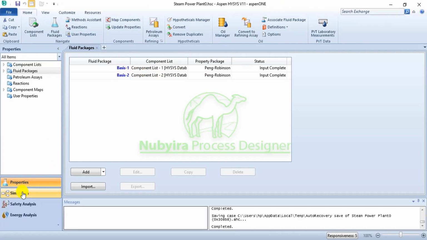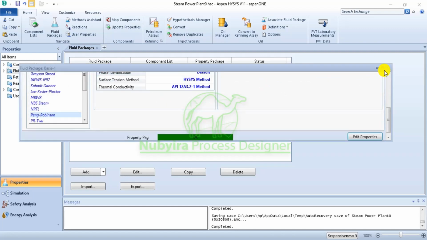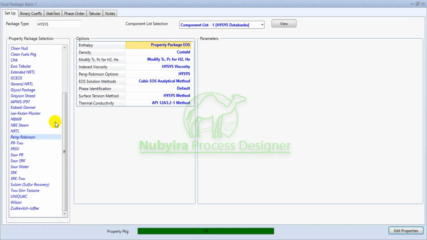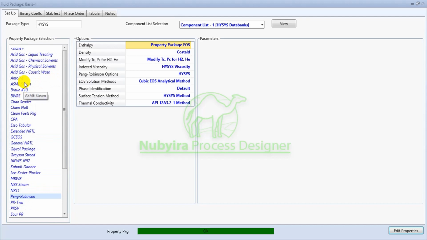So the basis one is for the power plant, the turbine, the operator section, while the basis two is where we have the natural gas. So it is for the boiler section. And I'm not going to be changing the basis two because of the hydrocarbons that are there. But for the basis one, I'm going to be changing it to a more suitable method for steam. So we have suitable thermodynamic method for steam fluid package, which is the NBS steam and the ASTM steam. So I'm going to start with the ASTM steam.